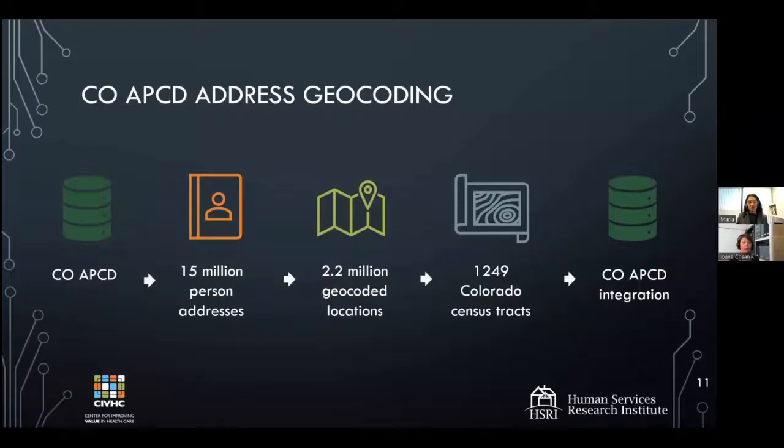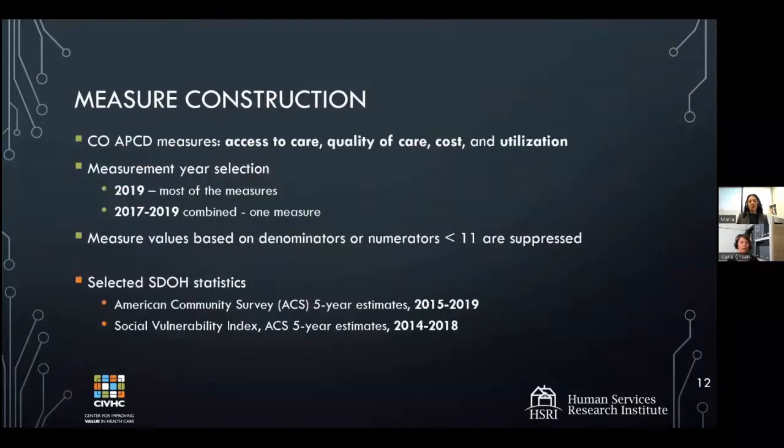We enhanced the CO APCD through geocoding of all person addresses. This was a resource-intensive process. We assigned 15 million address observations to one of the 1,200 census tracts in Colorado. And then we integrated it back into the APCD data warehouse, which allowed us to tie census tract identifiers to eligibility and claim records. For healthcare measures, we have selected 2019 as the measurement year for most measures.